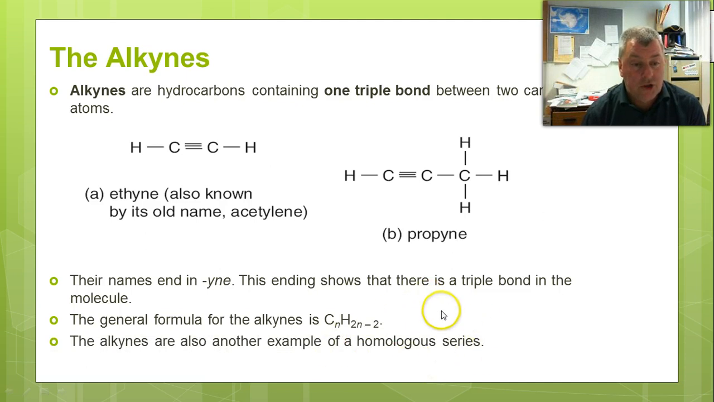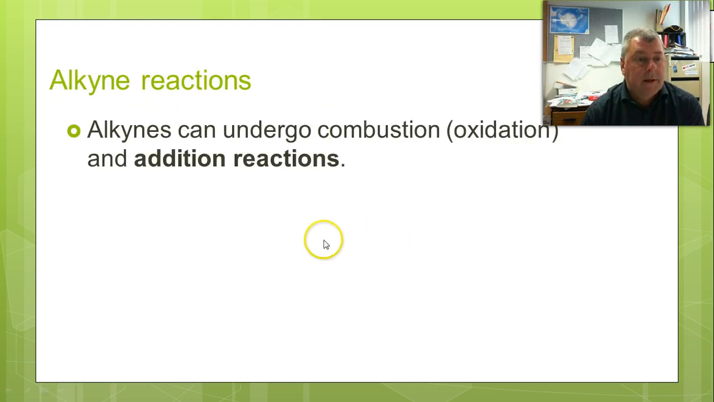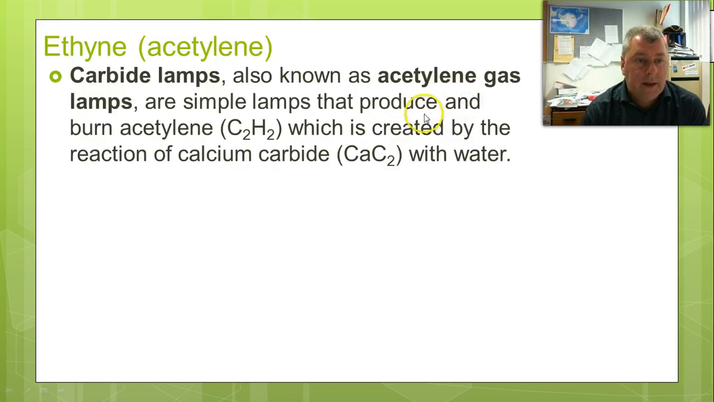And they're also a homologous series, so they vary consistently and they show consistent chemical trends as the chain of carbons gets longer and longer and longer. So they'll start off being gases with short chains at room temperature, and then as they get longer they become liquids at room temperature, and then solids at room temperature. They undergo combustion and addition reactions. The addition reactions are exactly the same as for the alkenes. The combustion reaction is exactly the same as the other two groups.